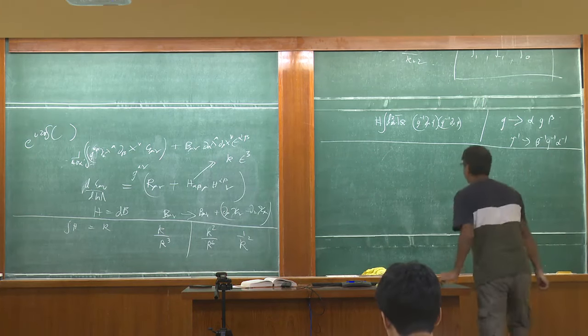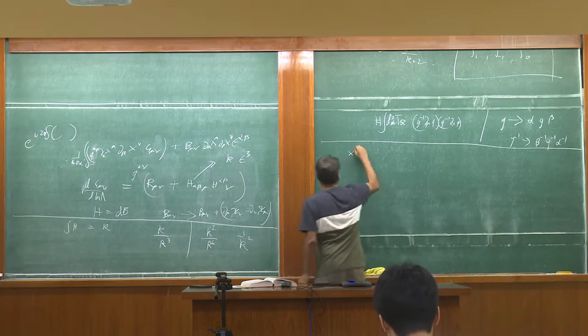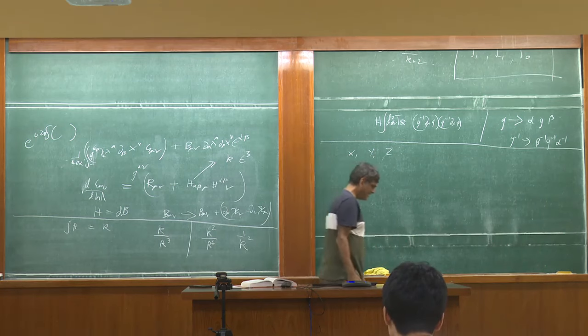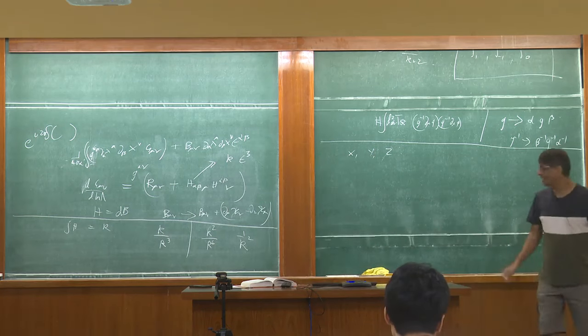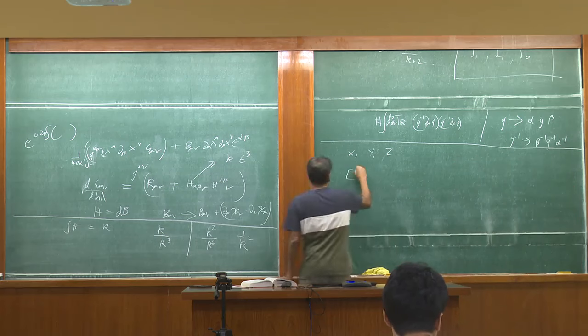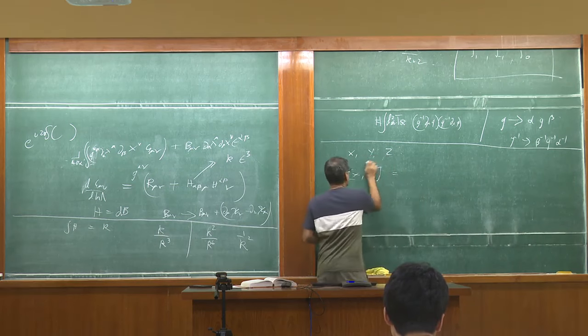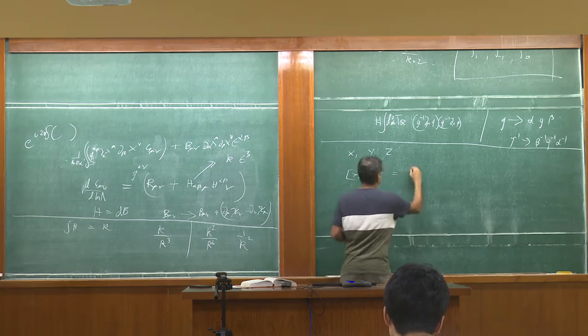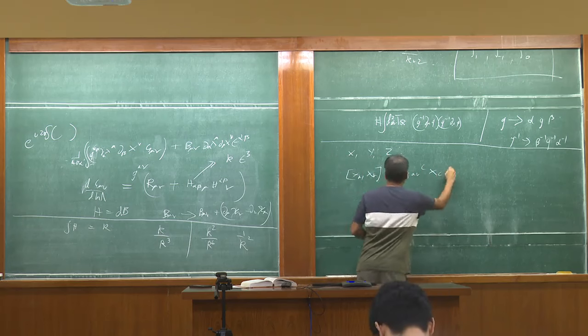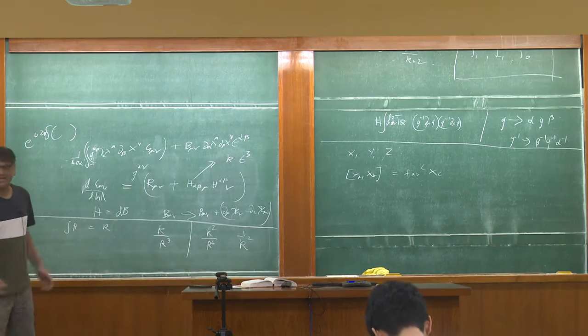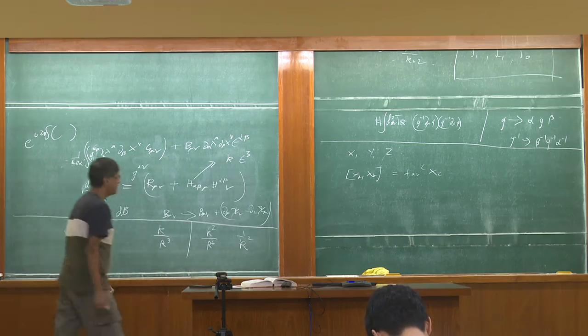Okay. So let's call these symmetry generators x, y, z. And you remember that Lie algebras are characterized by their commutator. Let's call this x_a commutator x_b is equal to f_abc x_c. This is the basic characterization of a Lie algebra. Okay, this you remember.